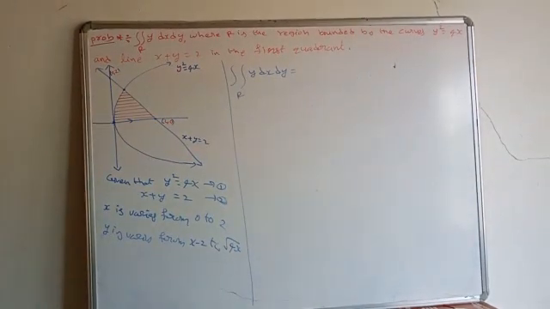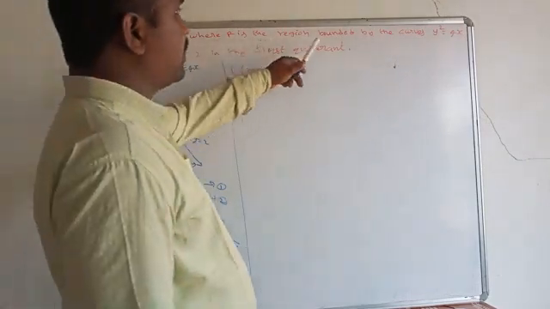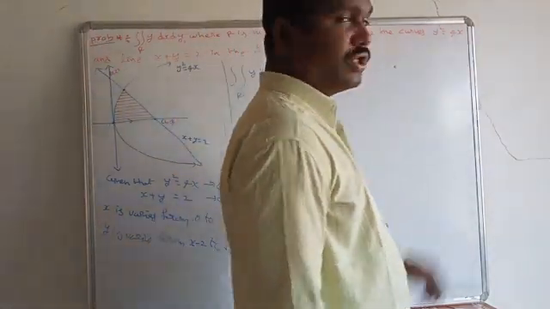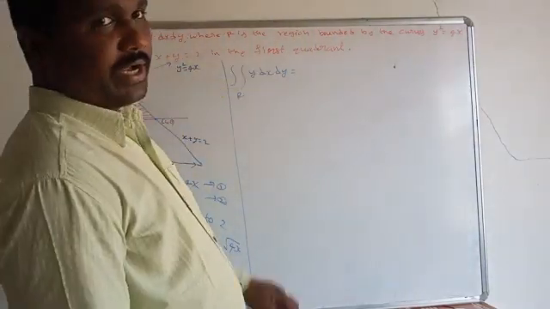Okay, next problem. Double integral over R of xy dx dy, where R is the region bounded by the curves y square is equal to 4x and the line x plus y is equal to 2 in the first quadrant.